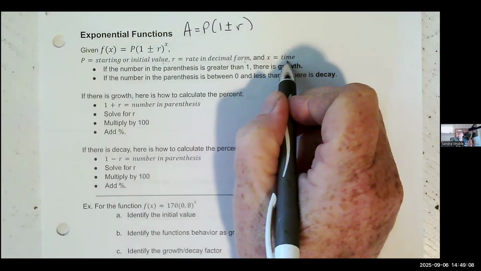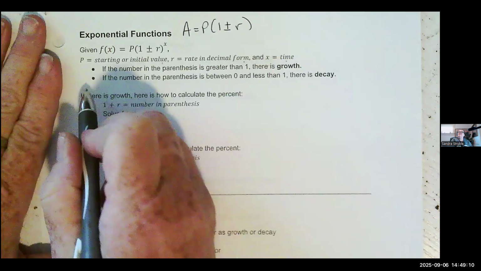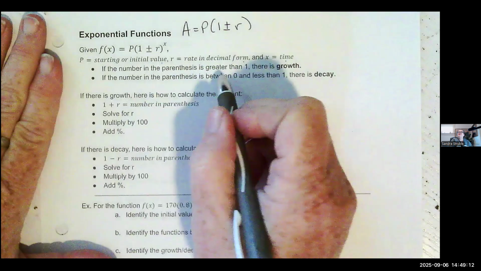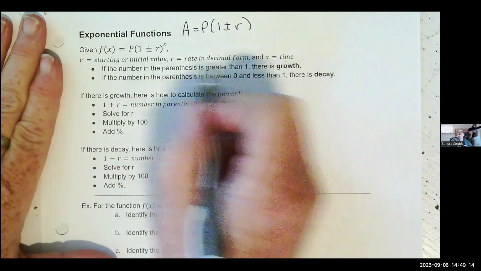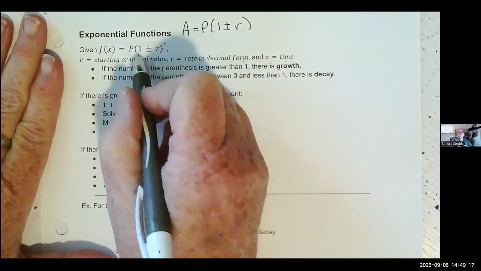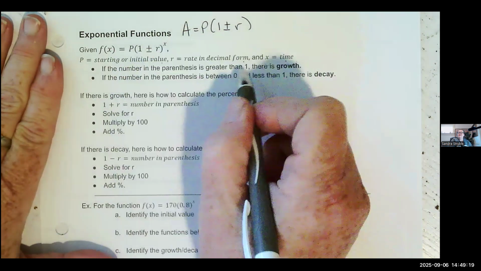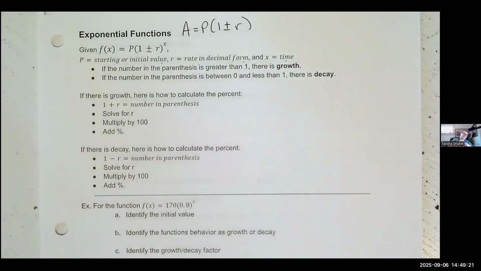But x is your time. If the number in the parentheses is greater than 1, there is growth. So if the number inside of here is greater than 1, there is growth. So this is new words for you.